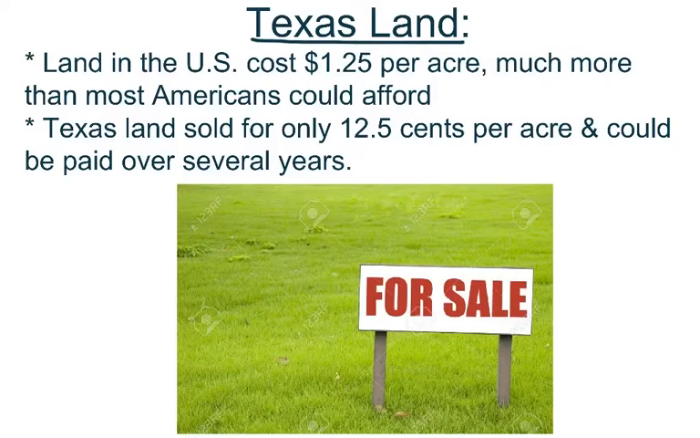$1.25 was much more than what most Americans in that time could actually afford. On the contrary, Texas land sold for 12.5 cents per acre and could be paid over several years. You didn't have to pay up front. So with the $1.25 that you were using to buy an acre in the U.S., you could buy 10 acres here in Texas. That is why so many people came to Texas.